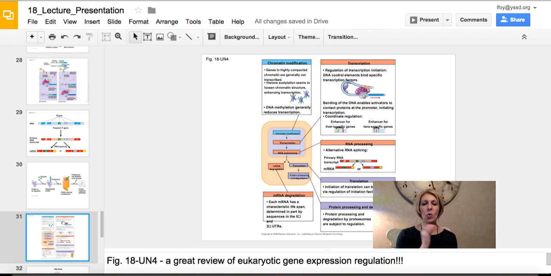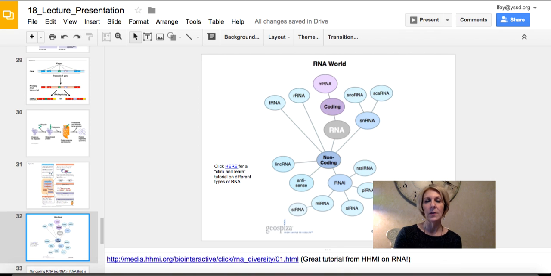So this is a great review slide of all the different places in eukaryotes where gene expression can be regulated. And I would suggest that you go back through and make sure that you understand all these different areas, different levels where it can be regulated.